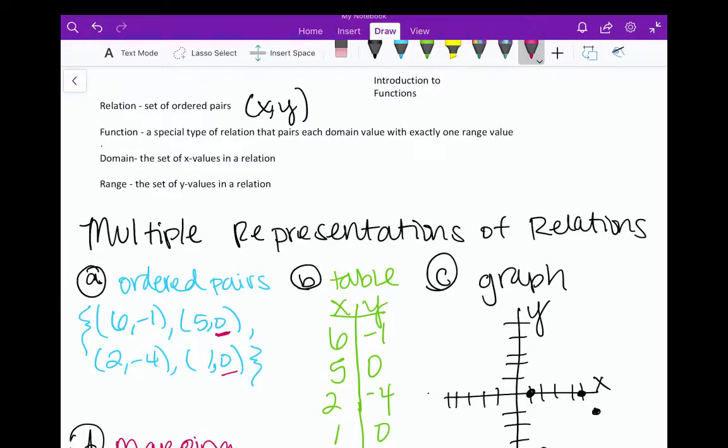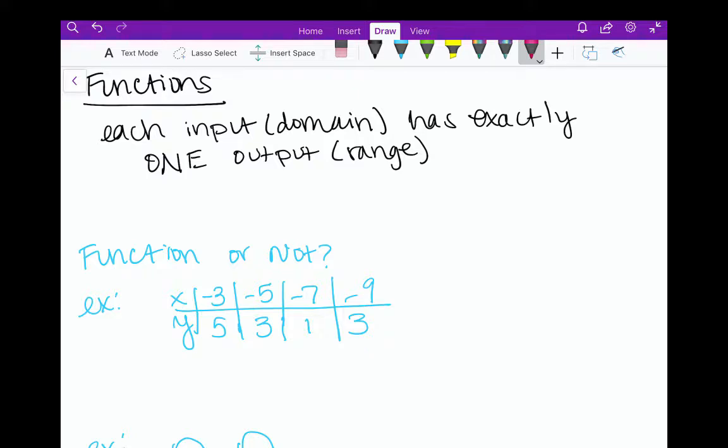A function, remember, is a special type of relation that pairs each domain value with exactly one range value. What that means is that each input, or the value of the domain, has exactly one output, which is the range. So we're going to look at some examples and determine if they are a function or not. Remember, a function is a relation, so all of these are relations. We're trying to determine if it's a function, which is a special type of relation.